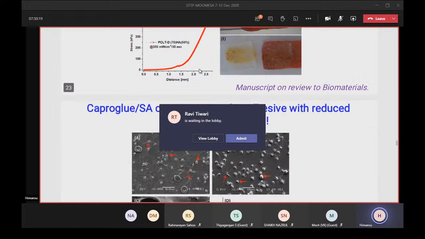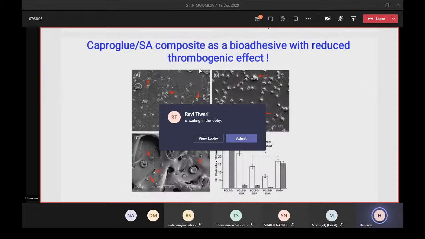And another thing is that we have also added different kinds of sebacic acid. Sebacic acid is biocompatible and can also be consumed in the human body, and we added the sebacic acid.